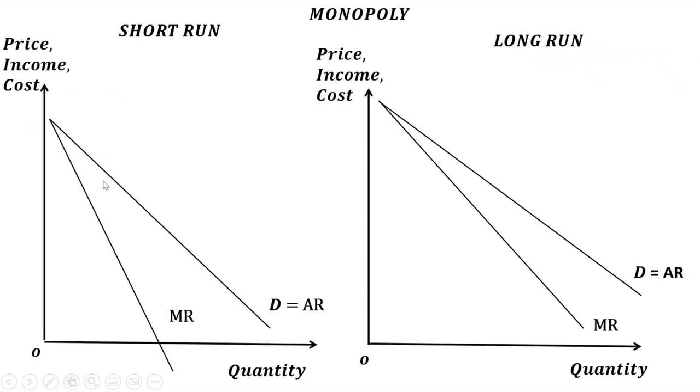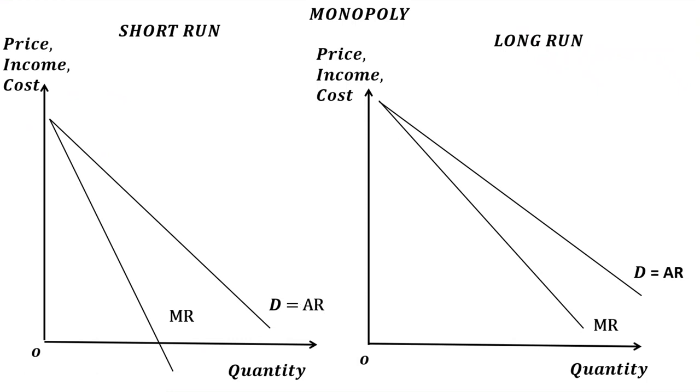The average revenue refers to the amount a business earns for each unit sold. Then, the marginal revenue curve lies below the demand curve or the average revenue curve. Can you see there? The marginal revenue curve lies below the demand curve and the average revenue curve.